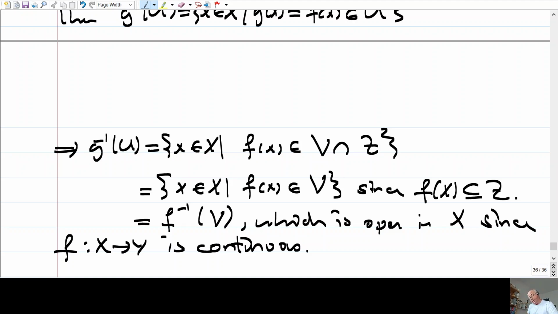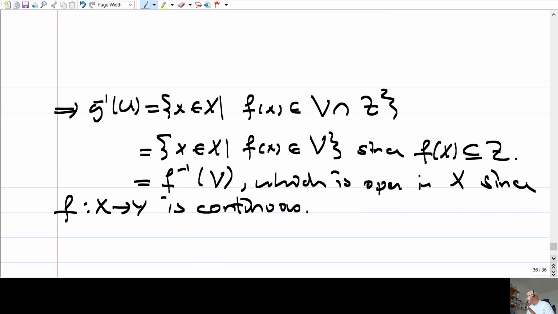Right, so the critical thing here is that f of x is in this intersection. This statement is equal to this statement, so these two sets are the same, okay? Any point in x which is mapped into v is mapped into v intersection z, because f of x by definition is contained in z. And of course, if it is here, then it is here. Okay, all right. So this is the first part of it.